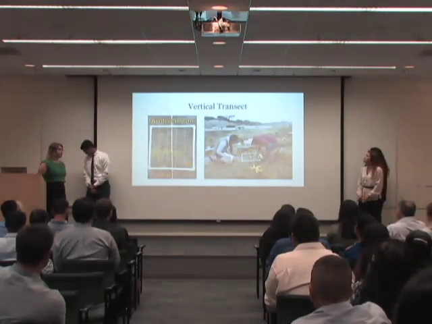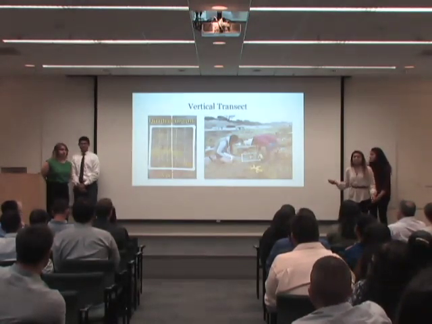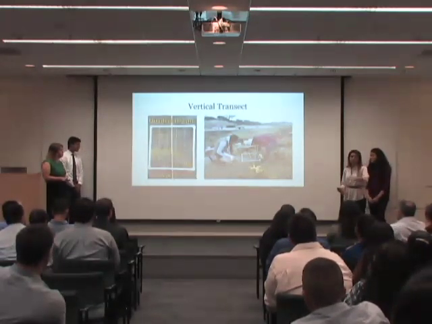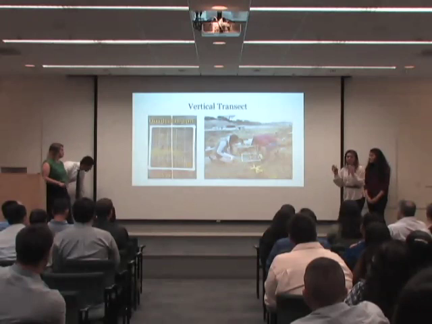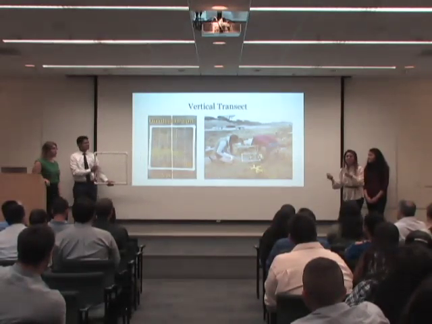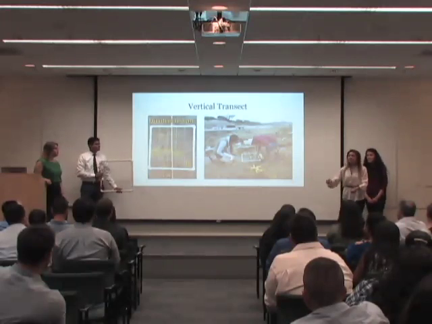The second method that we used was the vertical transect method. So basically we had a 50-meter long transect tape that went from the high tide to the low tide. And every 5 meters we would put down this quadrat, this instrument right here, and that's where we would collect data.